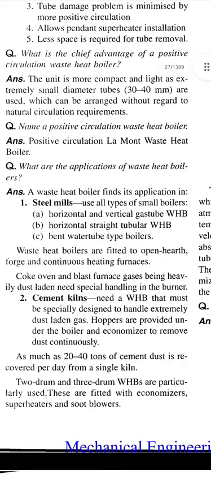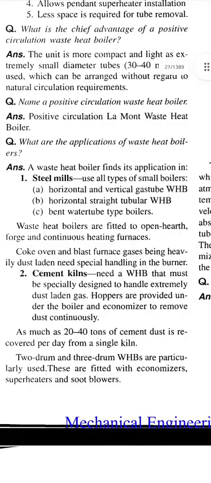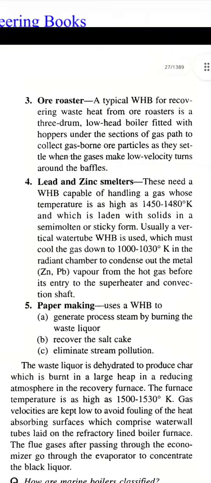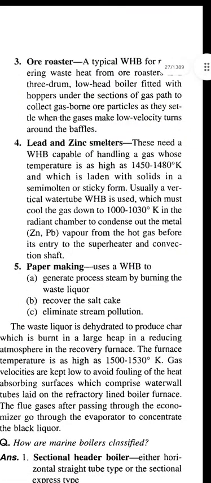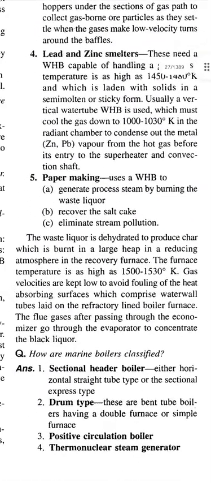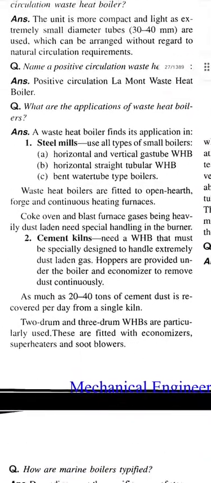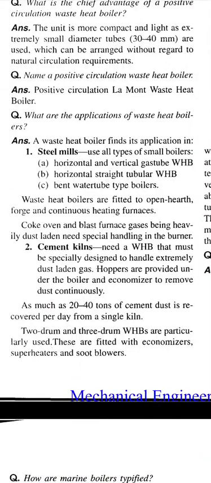What are the applications of waste heat boilers? Answer. A waste heat boiler finds its application in: first, steel mills; second, cement kilns; third, ore roasters; fourth, lead and zinc smelters; fifth, paper making. So first one, steel mills. Steel mills use all types of small boilers: horizontal and vertical gas tube waste heat boilers, horizontal straight tube waste heat boilers, and bent water tube type boilers.